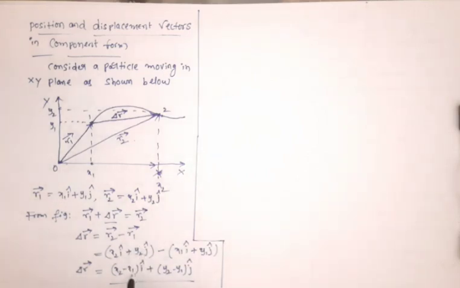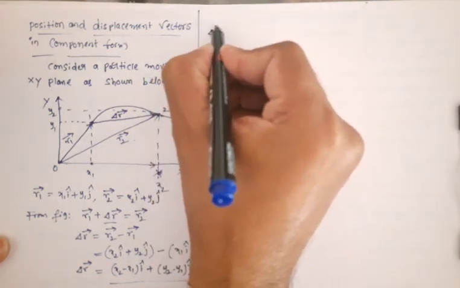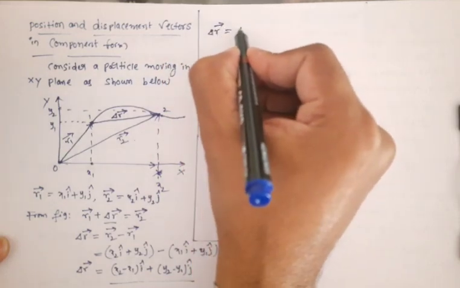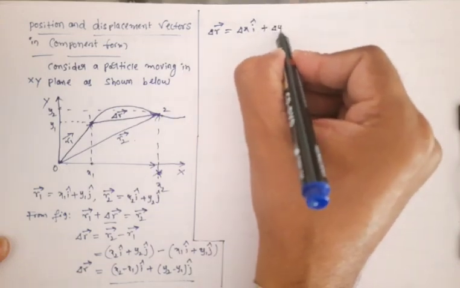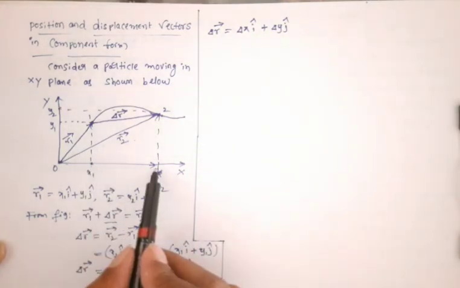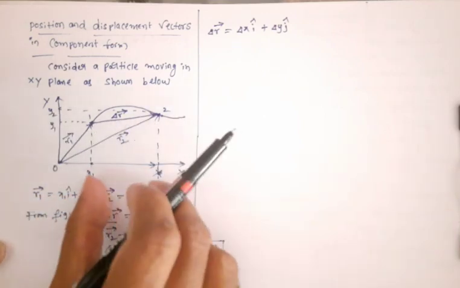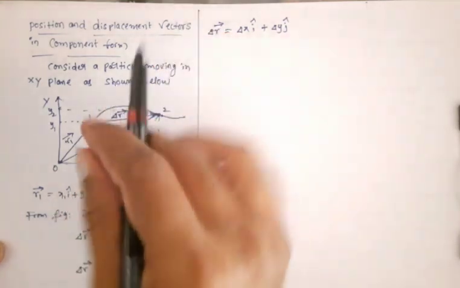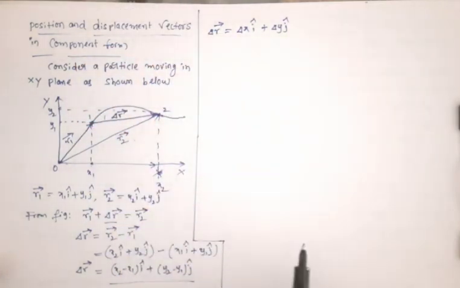Now x2 minus x1 can be written as delta x, and y2 minus y1 can be written as delta y. So delta r bar is equal to delta x into i cap plus delta y into j cap. This is the position vector we are writing. Delta x means from here to here, and delta y means from here to here. This is delta r bar. Delta r bar can be written as delta x i cap, and there is a small gap here, this delta y value, so delta y j cap.